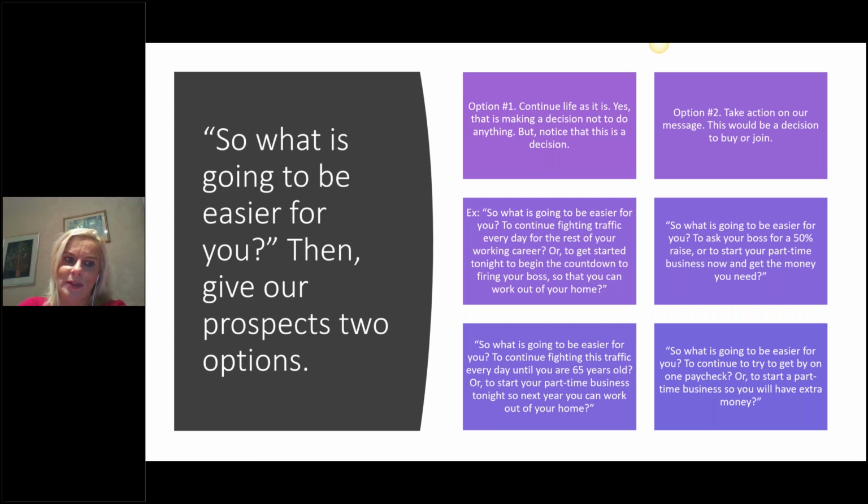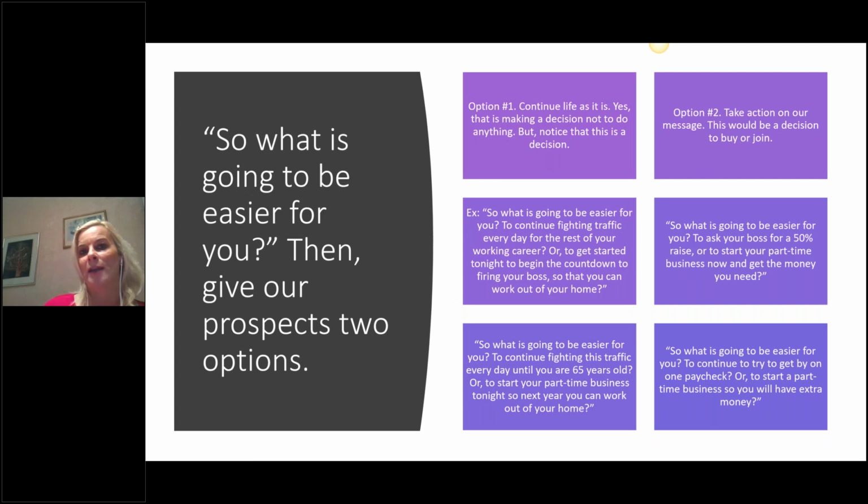It's also a great close. And then give your prospects, of course, the different options. Option 1, continue life as it is. Yes, it's making a decision not to do anything, but notice this is a decision. Or option 2 is take action on our message. This would be a decision to buy or to join. So you're telling them what they have to do.